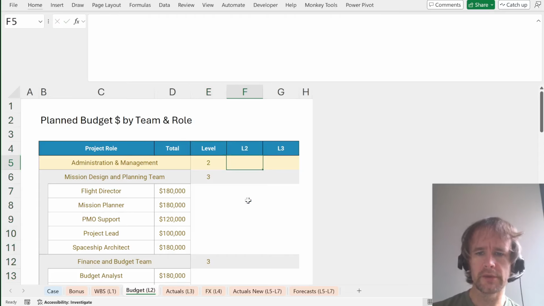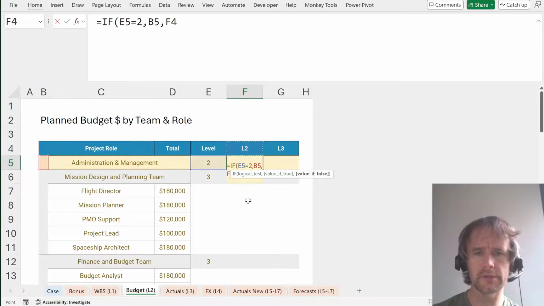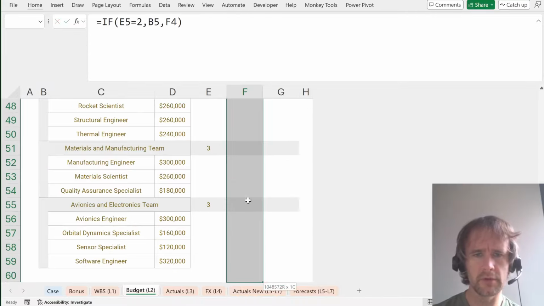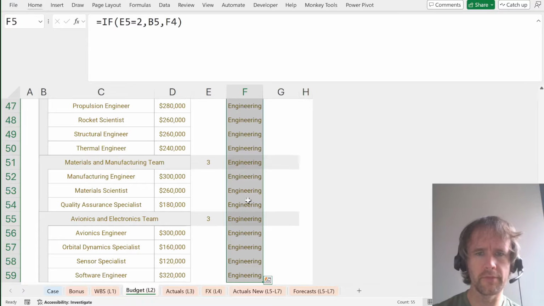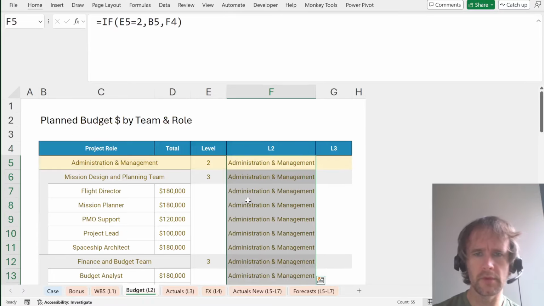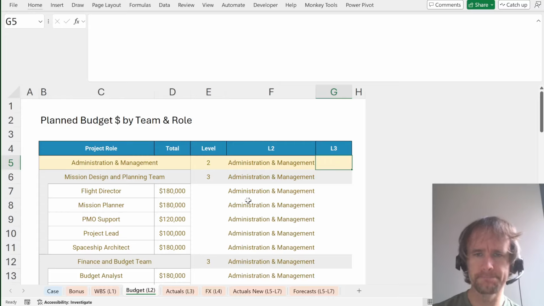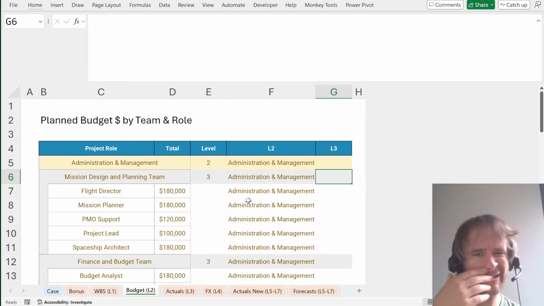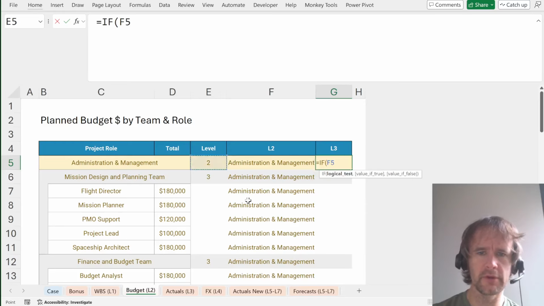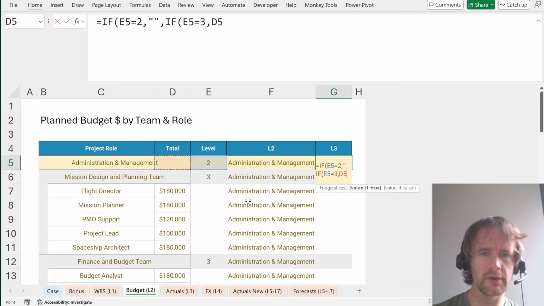So then here we're going to say if this equals 2, then this. Otherwise, what was above? And then, just going to leave the top one blank. Actually, I guess what I want to say is if this equals 2, then blank, because we're starting a new second level. Otherwise, if this equals 3, then this. Otherwise, what's above?